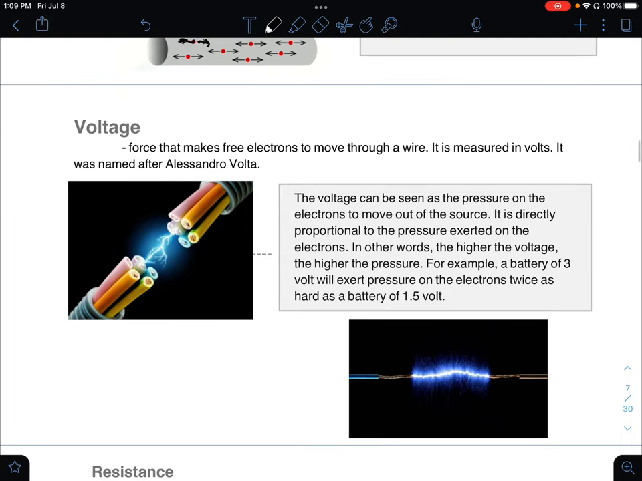So, let's talk about voltage. This voltage was actually named after Alessandro Volta. A force that makes free electrons move in a wire is voltage. Okay, now it is measured in volts. The voltage can be seen as the pressure on the electrons to move out of the source. It is directly proportional to the pressure exerted on the electrons. So in other words, the higher the voltage, the higher the pressure. For example, a battery of 3 volts will exert pressure on the electrons twice as hard as a battery of 1.5 volts.